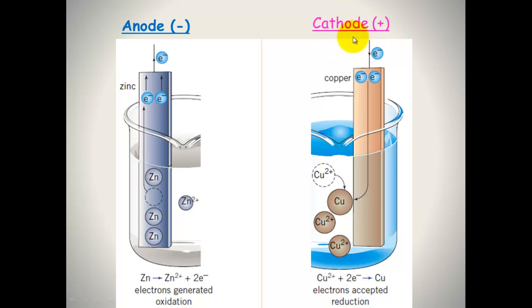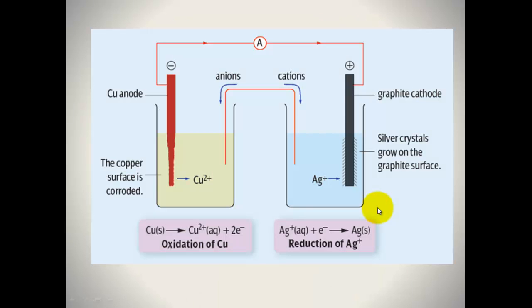The cathode is the positive electrode. This is where the electrons are being accepted and the reduction reaction is occurring. So here these copper ions are forming copper solid when the electrons meet up with them. Cu2+ comes out of solution, grabs on to the 2 electrons to form copper solid. You'll get a build up of copper on this electrode. And there's our picture again.